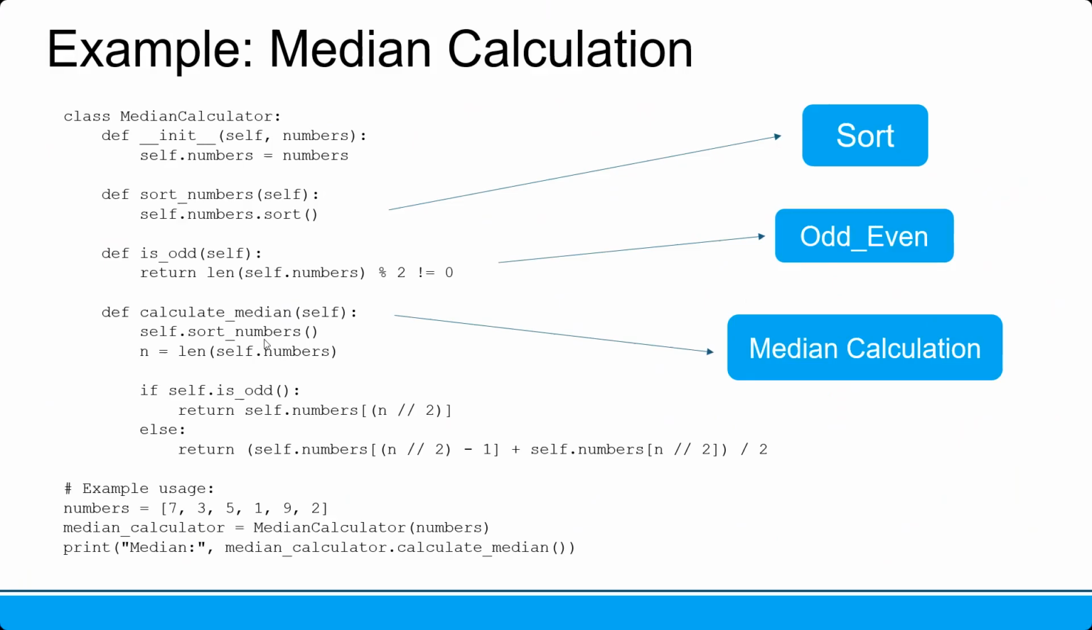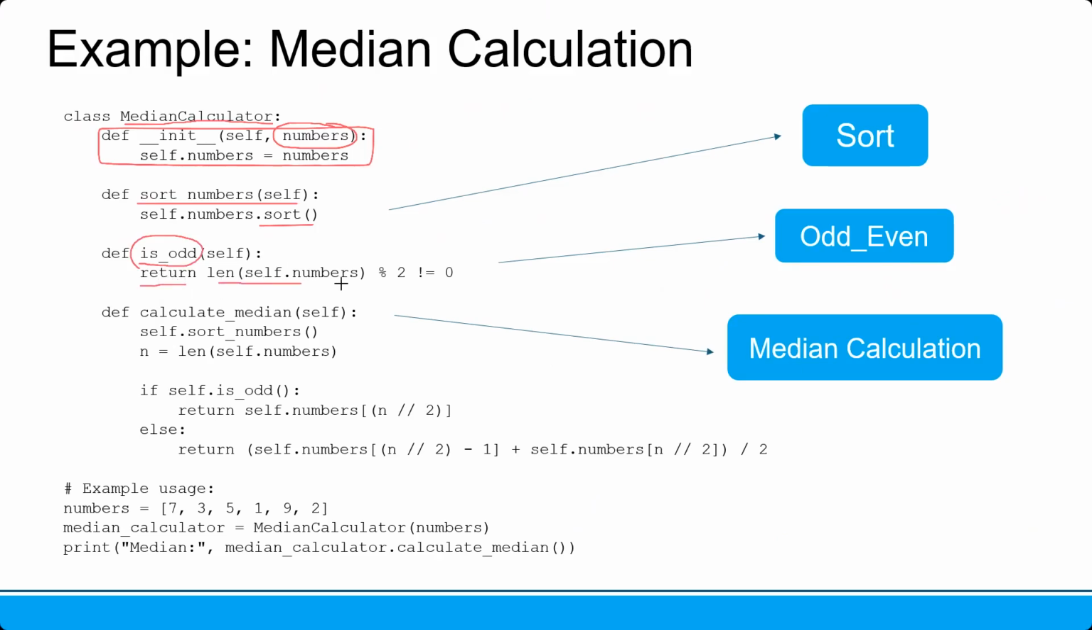Then let's do it like this. I have an object, median calculator, so I can create an object. First, init numbers. And then I have sub numbers, so this is a function to sort the numbers. And then this is a function to check whether the numbers is odd or even.